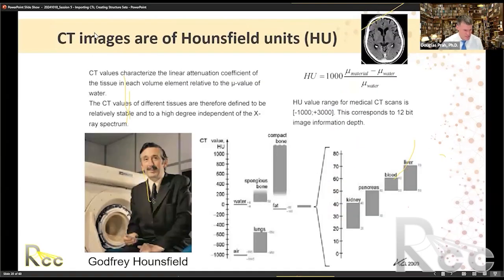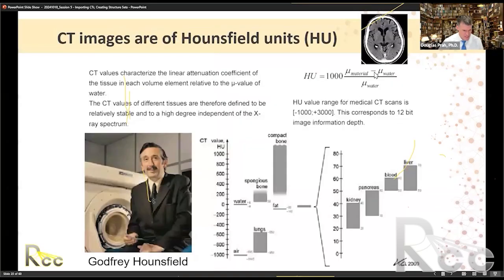So just to familiarize yourself, CT images are in Hounsfield units, and the CT values are characterized by the linear attenuation coefficient of the tissue, and this is the equation. Basically, you take the linear attenuation coefficient of the material in a given voxel, subtract off the linear attenuation coefficient for water, and then normalize that to water. So you're looking at a differential of how it varies from water, and then you multiply that by 1,000. You can see the ranges of all the different materials on this slide.